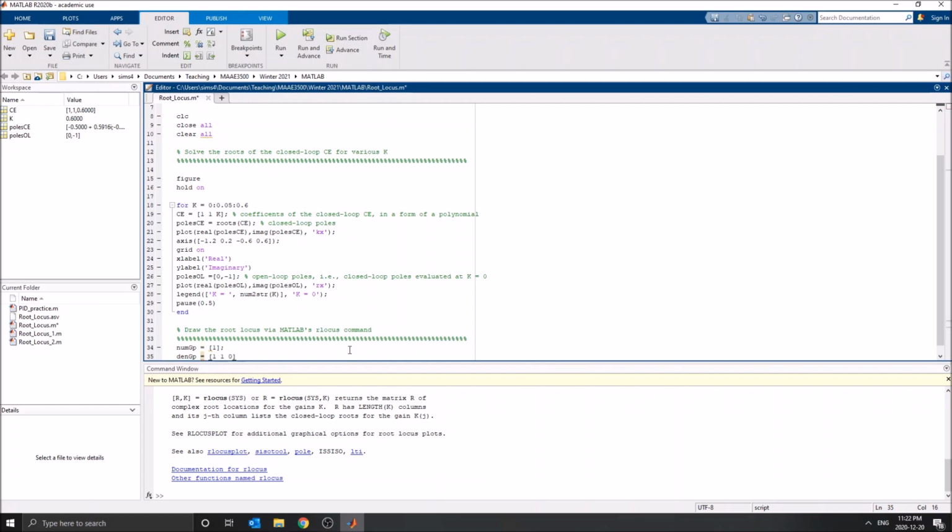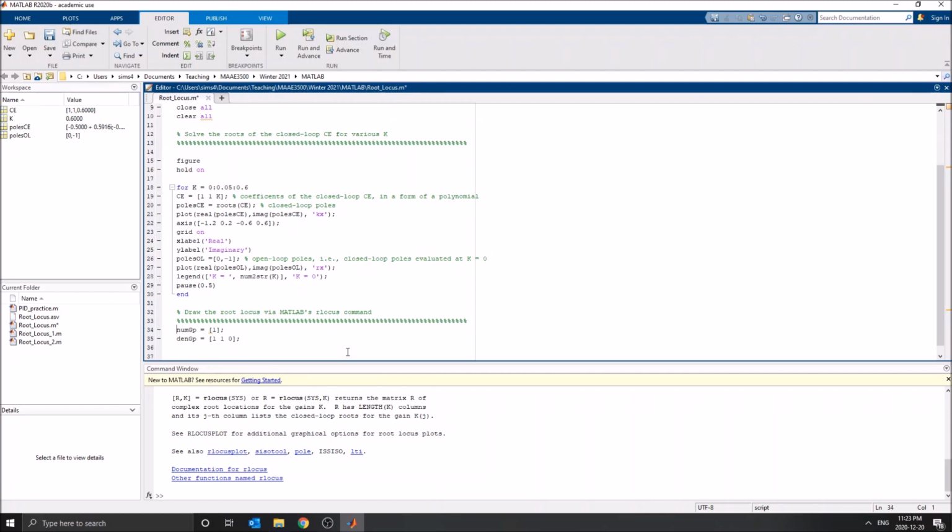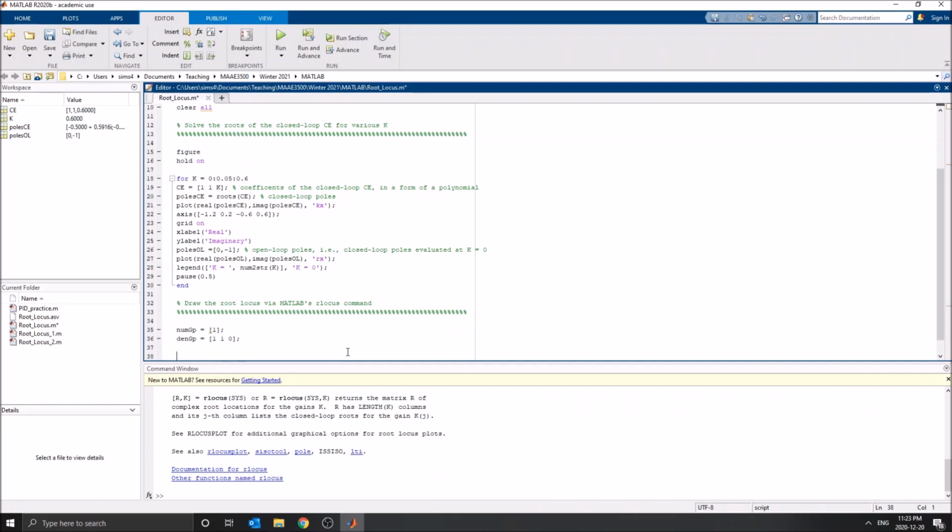And in our case, our plant transfer function was simply 1 over s times (s plus 1). Or in terms of polynomials for the denominator, this is s squared plus s plus 0. Okay? Now that we've defined the numerator and denominator of our transfer function for the plant, we need to create the proper transfer function out of these two pieces. And we do that by using the MATLAB built-in command known as tf, for transfer function, using the numerator and the denominator of that transfer function.